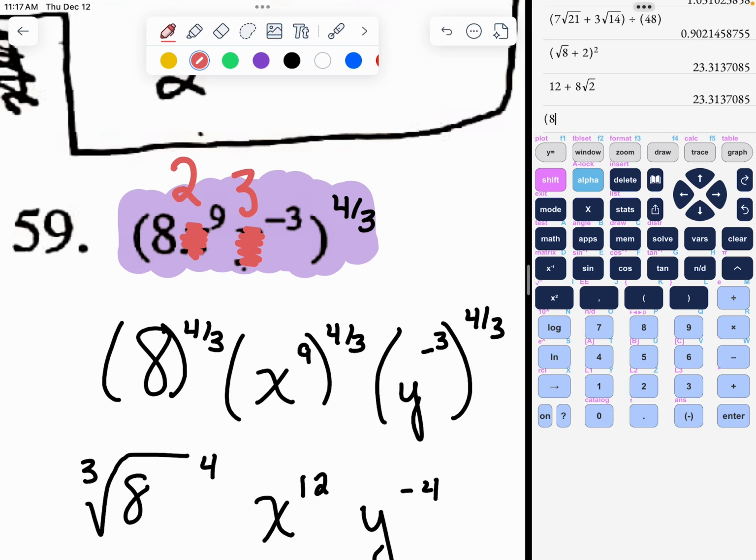So parenthesis 8 times, instead of X to the 9th, 2 to the 9th, and instead of Y to the negative 3rd, I'll have what I decided Y was, 3 to the negative 3rd. And for good measure, I'm going to put a times symbol right here because I don't want to have to redo this whole problem, so better safe than sorry. And then that is to a power of 4/3, it looks like I wanted that to be. I'm going to use a parenthesis around my 4/3 because sometimes this calculator app is not the best. Your regular calculator in my classroom, I don't think you'll need those around the 4/3. Okay, so again, what looks like a very random decimal?